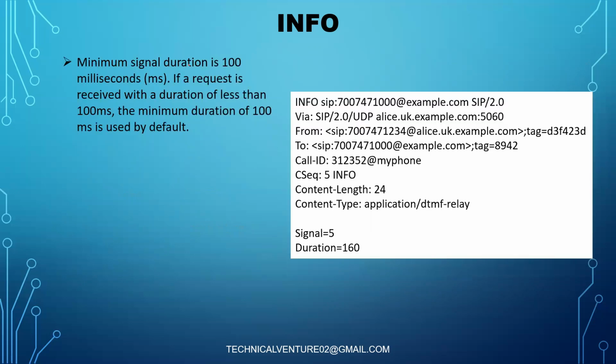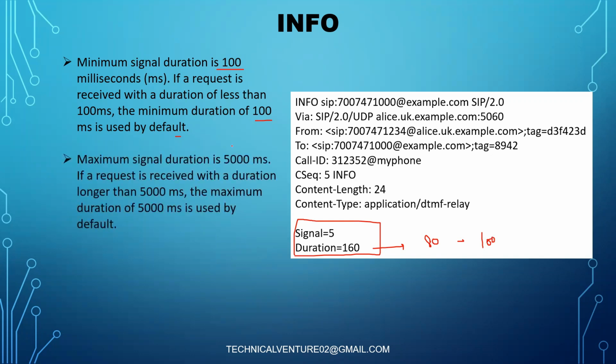So the minimum signal duration is 100 milliseconds. This duration here says 160. Minimum would be 100, and this is in milliseconds. If a request is received with a duration of less than 100, the minimum duration of 100 milliseconds is used by default, right? So if this duration is, let's suppose, 80, then it will not work. It will take the default duration, which is 100 milliseconds.